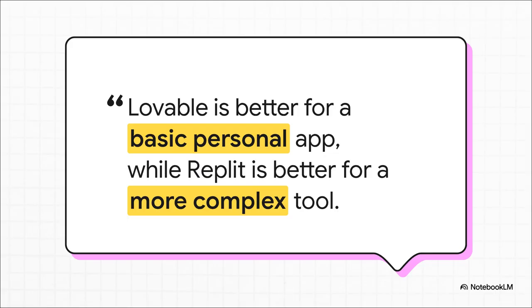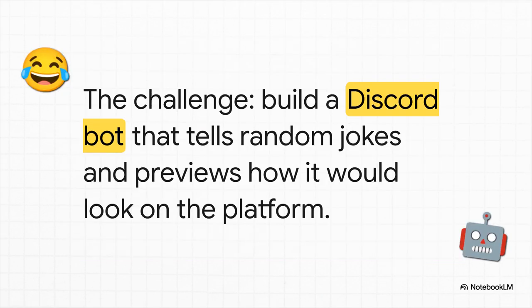Lovable is your go-to if you just want a basic, personal tool for yourself. But if you're building something more complex, maybe something for other people to use, Replit's more detailed approach definitely gives it an edge. All right, let's move on to test number 2, building a Discord bot that tells random jokes.